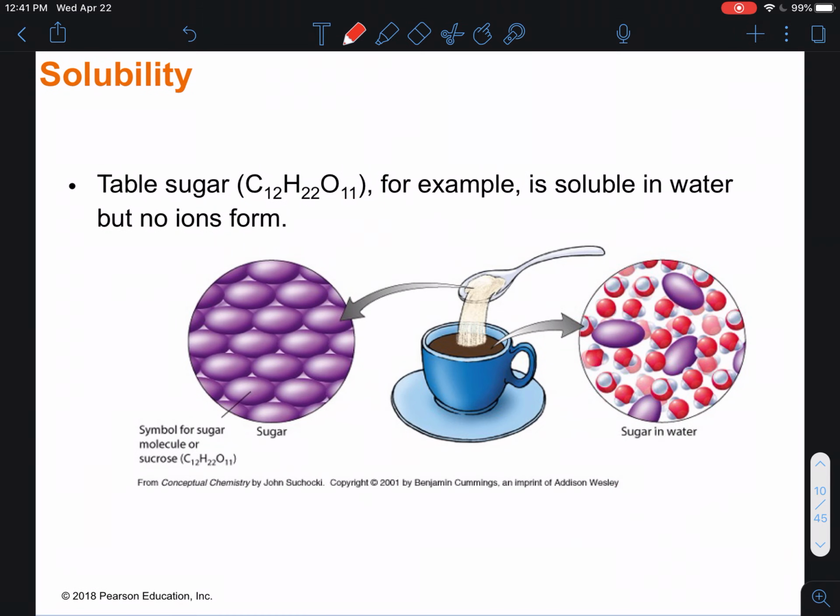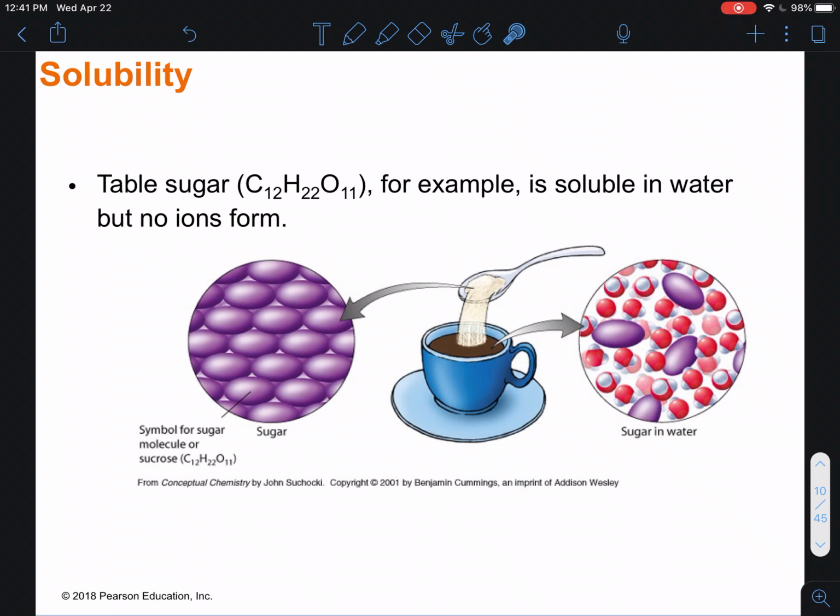So, again, what's going on when sugar is dissolved in water? Well, here's a really basic example. In solid form, each one of these purple ovals is a sugar molecule. C12H22O11, or C6H12O6, are all different molecular formulas for sugar, but in the solid form, these sugar molecules are basically stacked on top of each other in this type of arrangement. They're really close together, but there are no actual bonds between the sugar molecules.